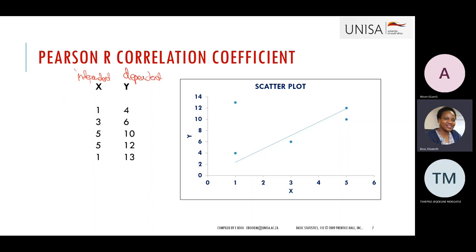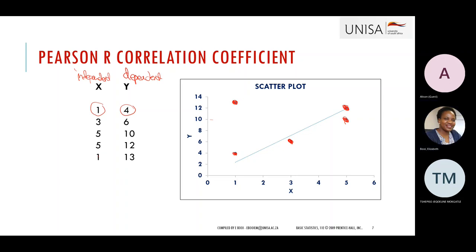So in terms of a scatter plot, you can see that 1 corresponds with 4. So this will create a dot. Where I have my independent variable of 1, I will have my dependent variable of 4, and that will be the dot that you place. And for 3 and 6, you go and look at 3 and 6. That will be the point. And for 5 and 10, go to 5 and you go to 10 where they meet. That is the point. And for 5 and 12, you go to 5, you go to 12, and that will be the point. And for 1 and 13, where it's 1, and there is the point.